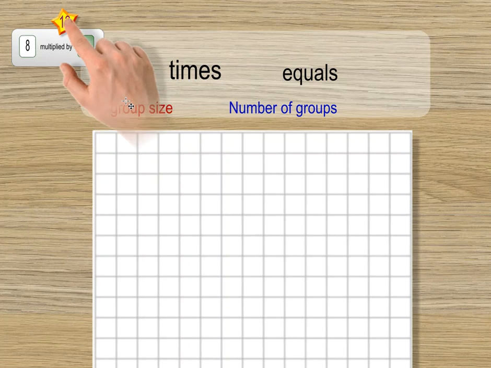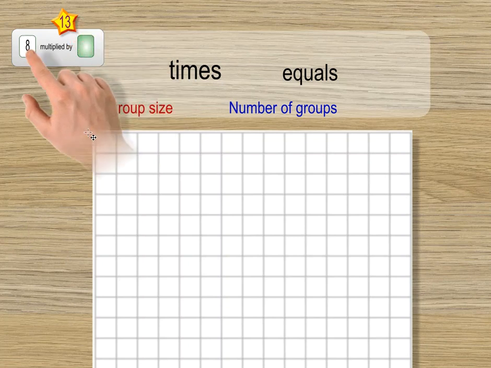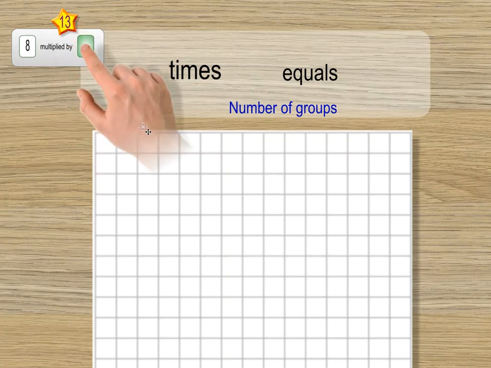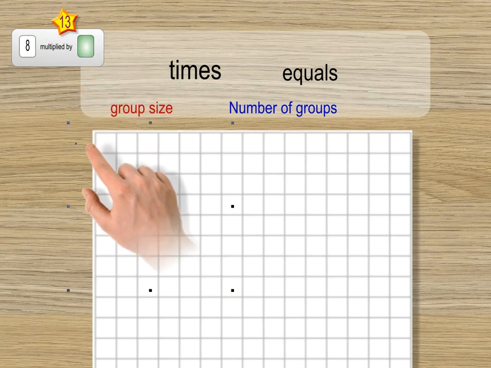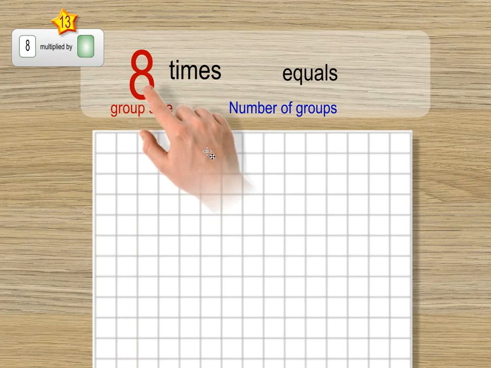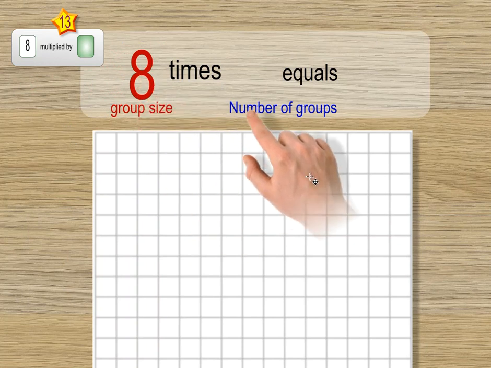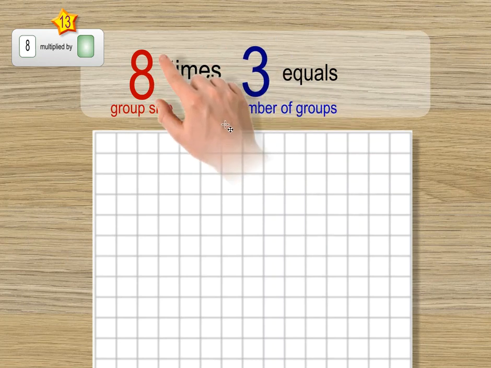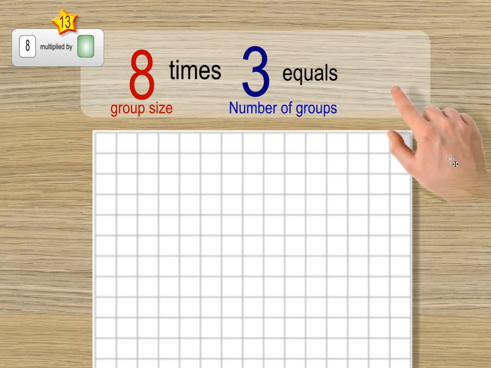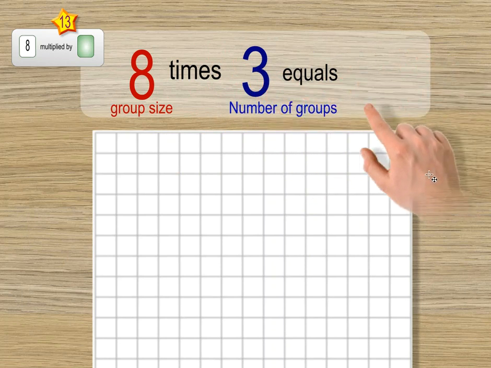Step 13 on the multiplication pathway. 8 multiplied by this value here that we spin for. Well, 8 is the group size. Mathematicians call this the multiplicand. And how many groups, or the number of groups? I spun my light green spinner and I have 3. This is called the multiplier. The multiplicand and the multiplier, and the answer we call the product.